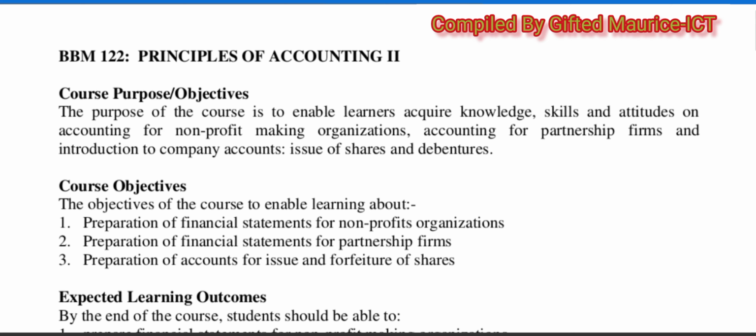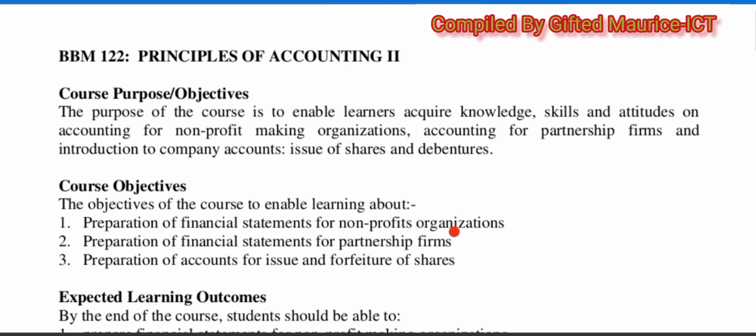And then our next area, under still the course purpose, is the course objectives. So what is then the objective of the course? As we have looked at the introduction or the purpose of the course is to look at the three main areas. Then our objectives have been broken down into the three main areas. And of course, we are saying then that the objectives of the course is to enable learning about, number one, the preparation of financial statements of non-profit making organizations.